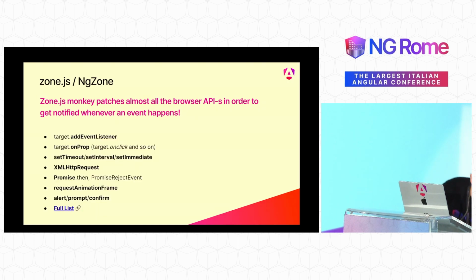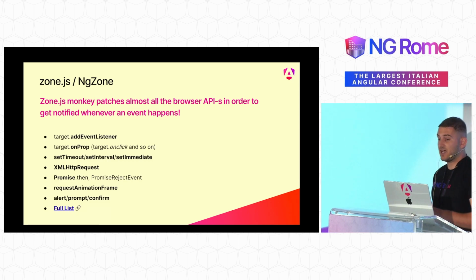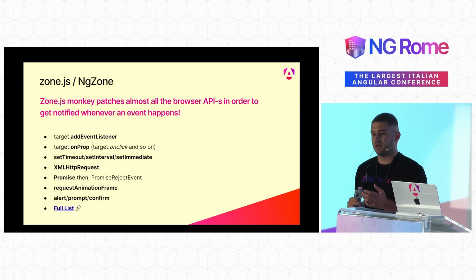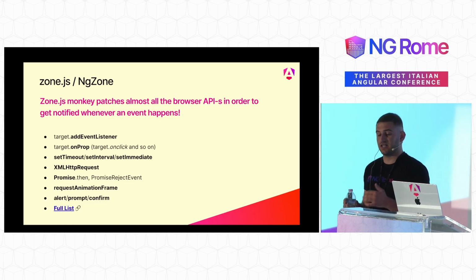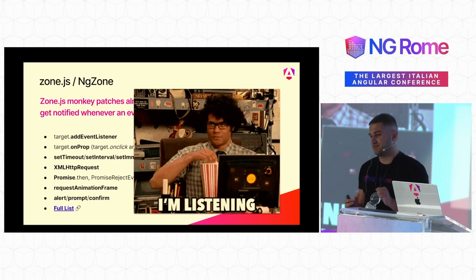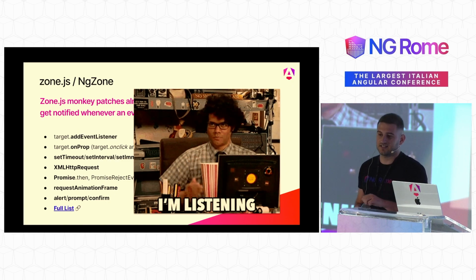And what it will do is it will grab all those APIs and it will update all of them the moment that an application starts. So it will update addEventListener, on props, things like onclick, onmousedown, and things like that. But also setTimeout, setInterval, XMLHttpRequest, promises, requestAnimationFrame. And I'll share the slides later, but you can see the full list. And that's a huge list. Basically, Zone.js is listening all the time for any event that happens.